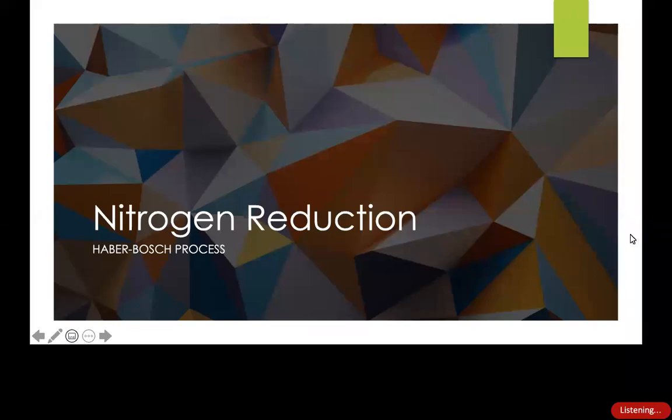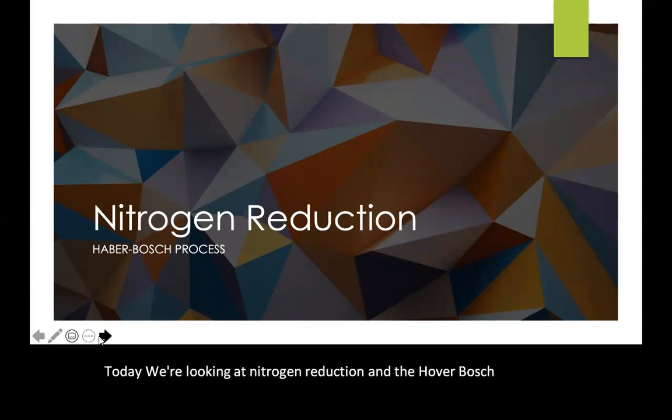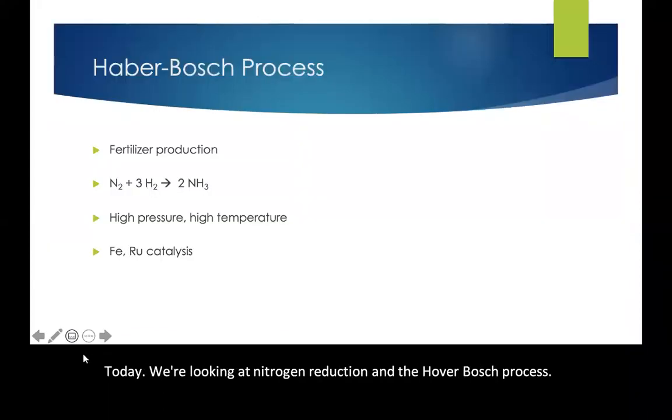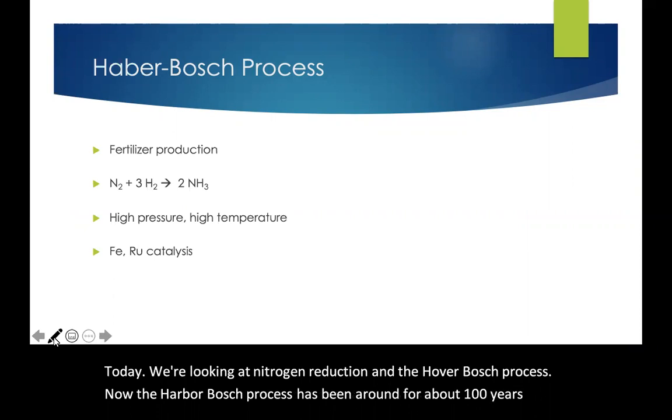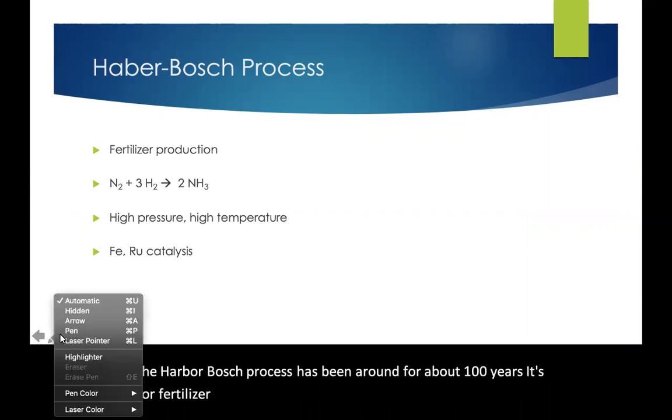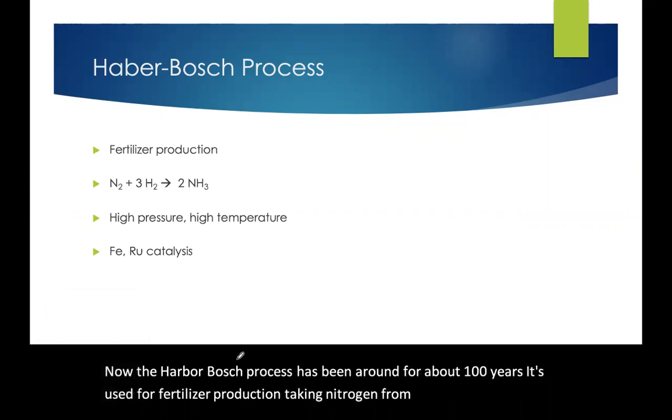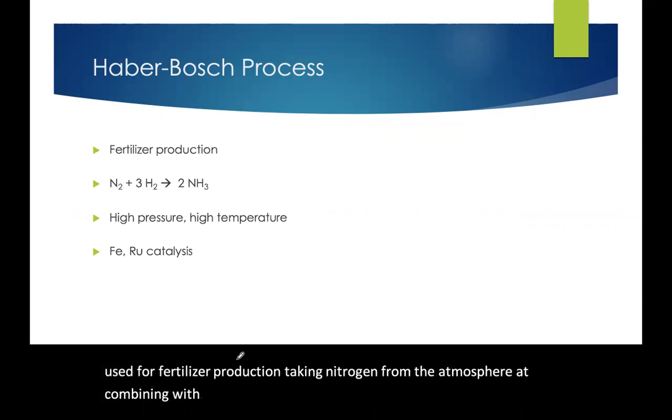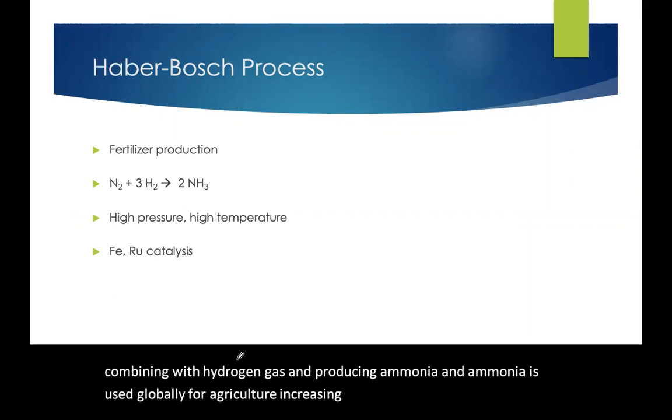Today we're looking at nitrogen reduction and the Haber Bosch process. Now, the Haber Bosch process has been around for about 100 years. It's used for fertilizer production, taking nitrogen from the atmosphere, combining it with hydrogen gas, and producing ammonia. And ammonia is used globally for agriculture, increasing crop yields by significant amounts. So this is a very important reaction.